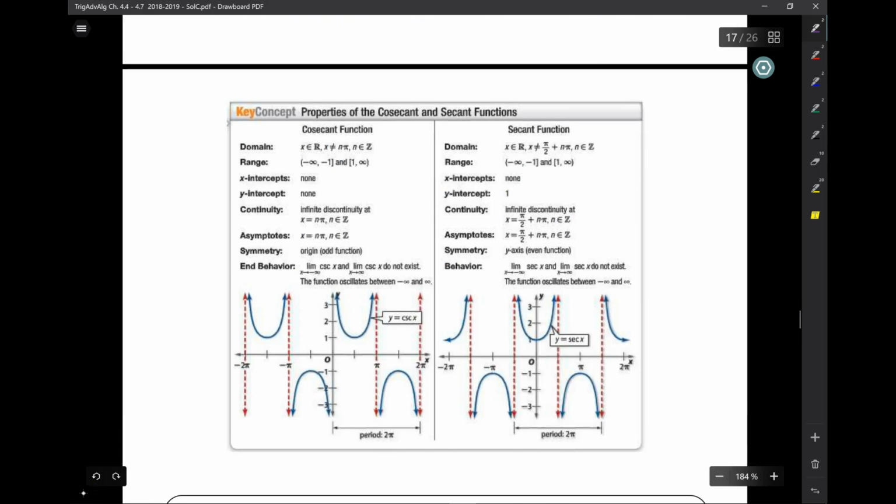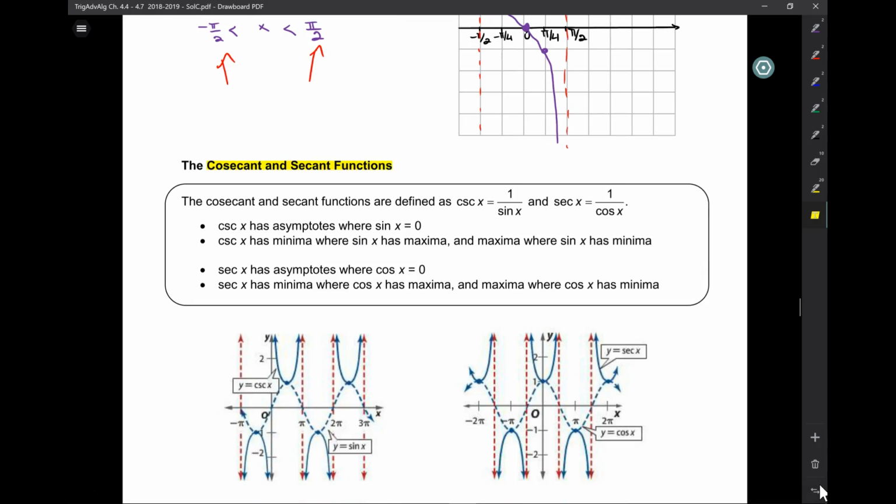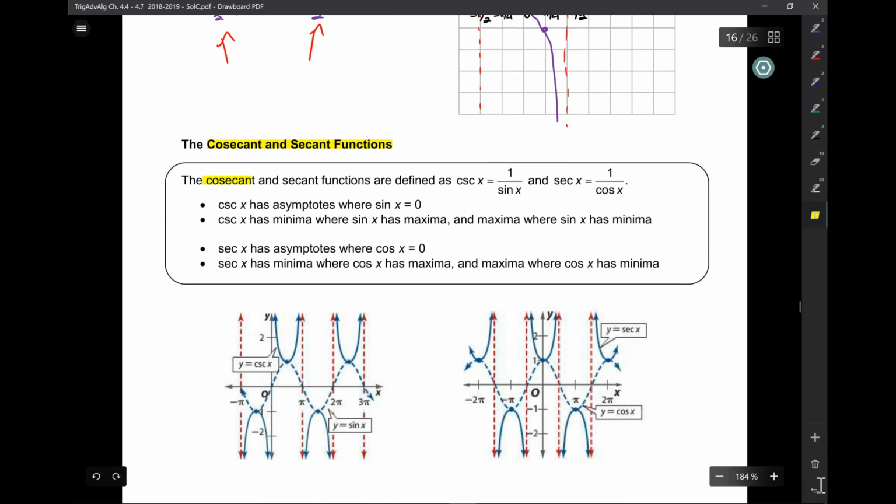So we are going to move on today to the cosecant and the secant functions, right? Just like when we were graphing tangent and cotangent, we said, okay, let's see what tangent is made of: sine over cosine. Now we're going to do the same. Cosecant, what's cosecant? It's just 1 over sine, is that right? And secant is just 1 over cosine. So the same thing applies here.